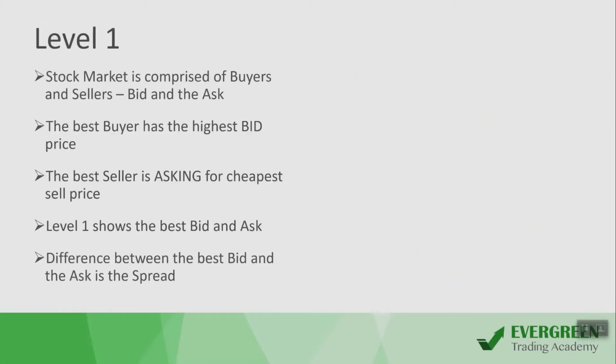So in order to understand what level 2 is, let's understand what level 1 is. The stock market is comprised of buyers and sellers. The buyers are people that are placing bids on shares they want to own, and the sellers are selling their shares, asking for the price that they want to sell it at. Hence why the buyers are the bid, they are wanting to bid on shares, and the sellers are asking for a price to sell their shares at.